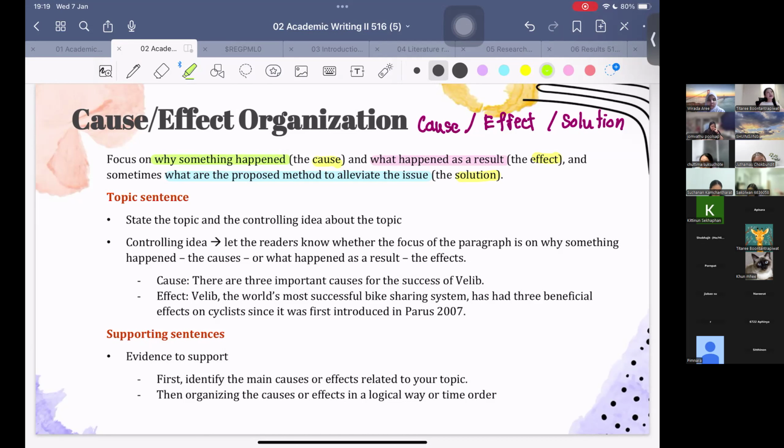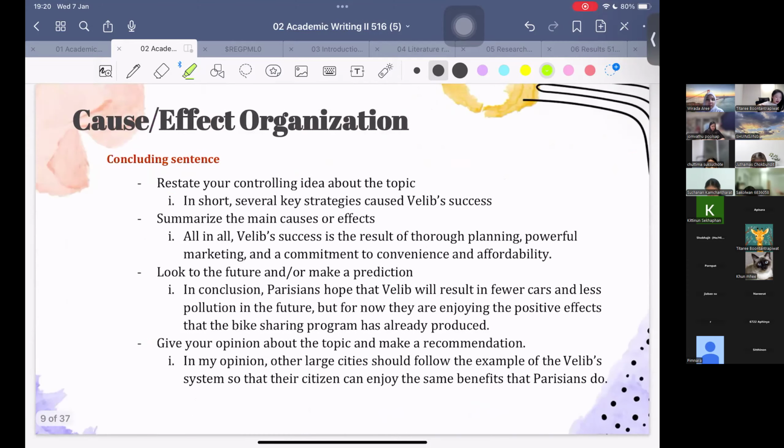And the last thing, which is clearly identifiable, is the solutions. So something like the measures, what are the methods used to solve the problems, to reduce the problems, to alleviate the issues, those are solutions. So whatever method, solution, options, measures to reduce or alleviate the issues, solutions. Cause, effect, solutions. 3 different things.